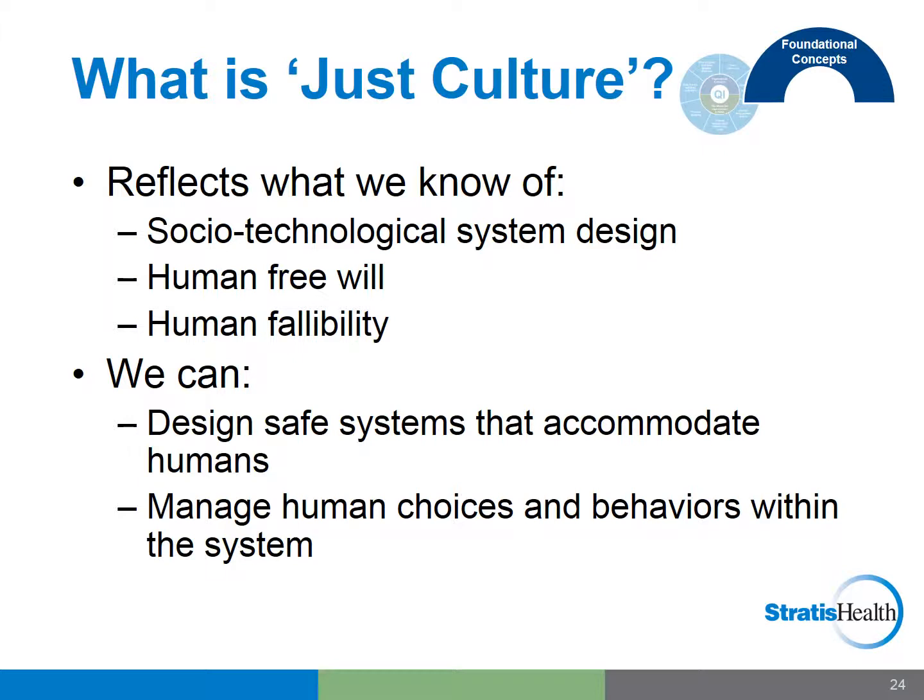Just culture looks at how we create and communicate expectations for our organization and individuals around systems and processes. In a just culture, all staff are accountable for their own behavior and choices and for reporting errors, near misses, and areas of risk. The organization and its leaders are responsible for designing safe and effective systems and processes and also for responding to staff behavior and choices fairly and justly.